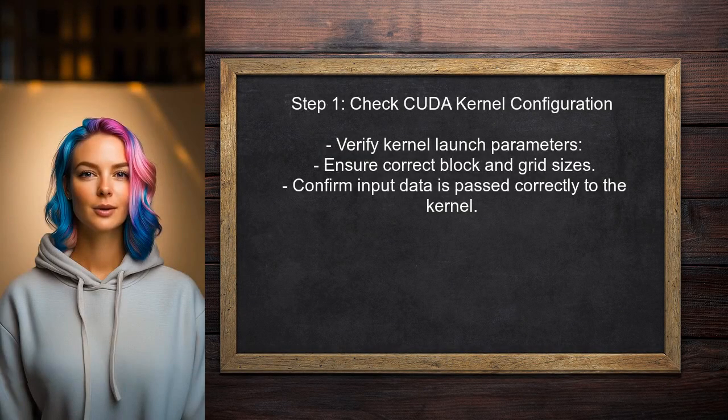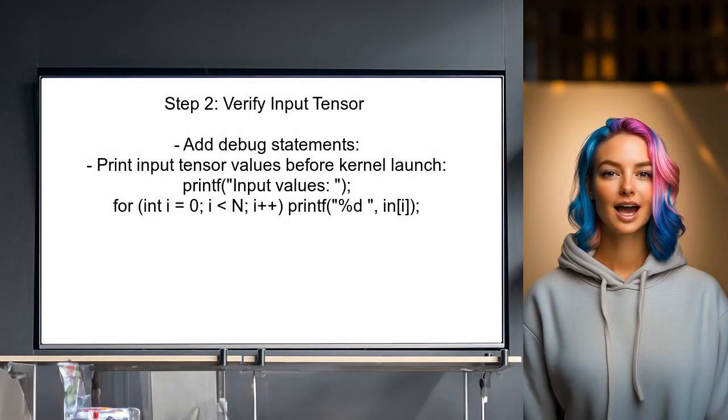To address the issue with the GPU operation, the user should first ensure that the CUDA kernel is correctly configured. This involves checking the kernel launch parameters and ensuring that the input data is being passed correctly. Next, the user should verify that the input tensor is being populated correctly before it is sent to the GPU. This can be done by adding debug statements to print the input values right before the kernel launch.